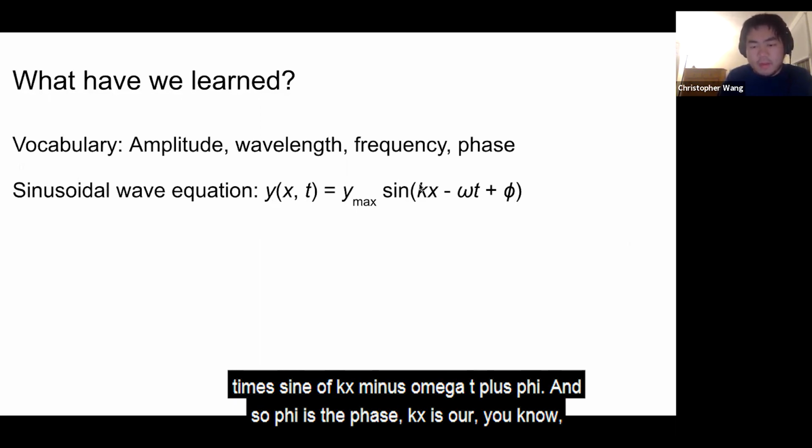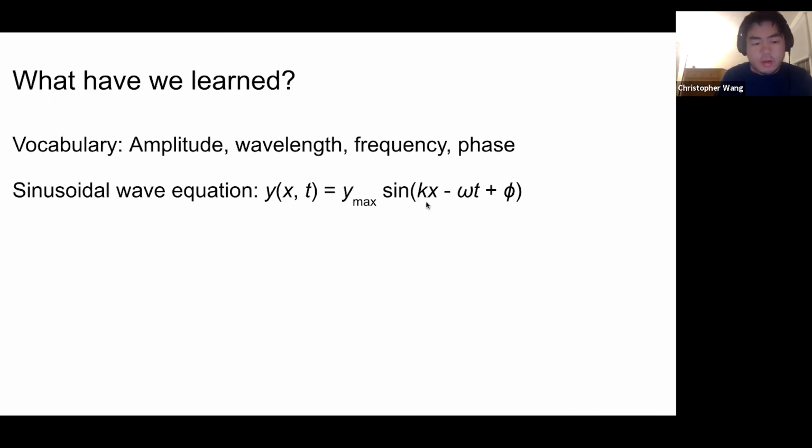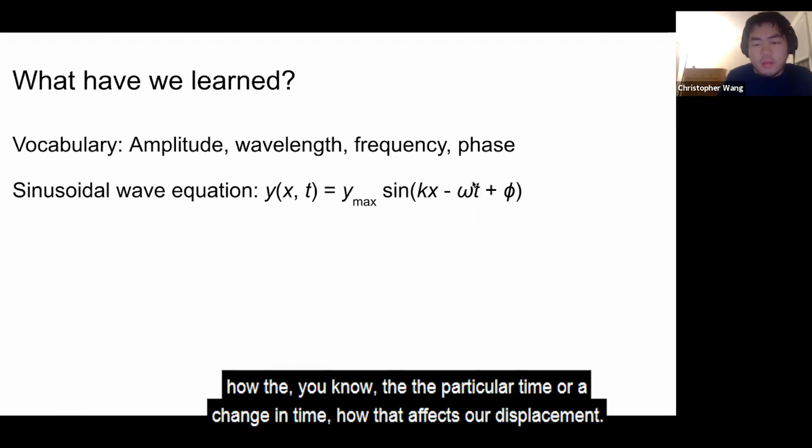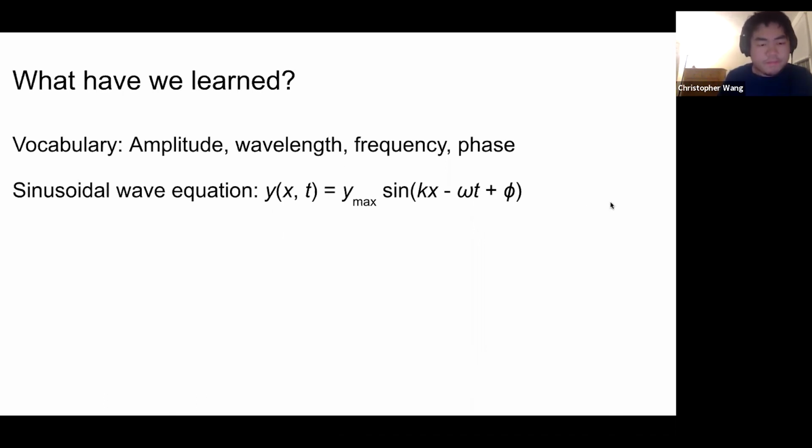And so phi is the phase, kx allows us to determine how the position affects our displacement, and omega t determines how the particular time, or a change in time, affects our displacement.